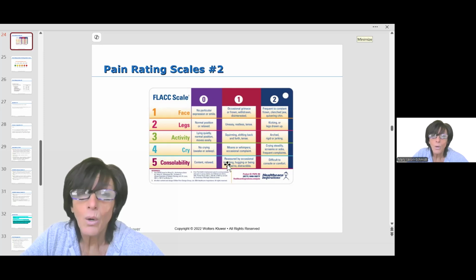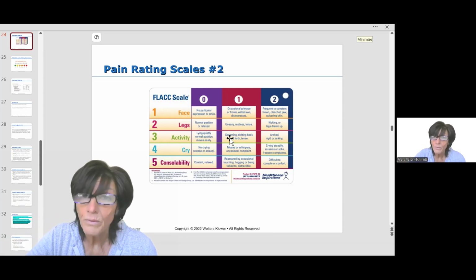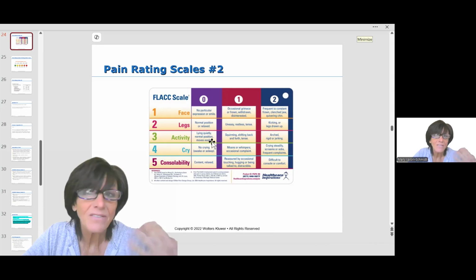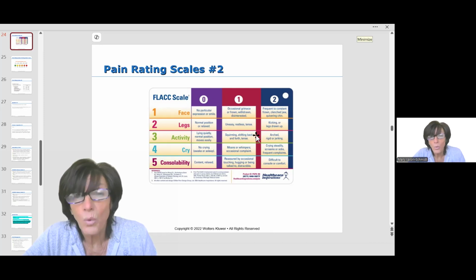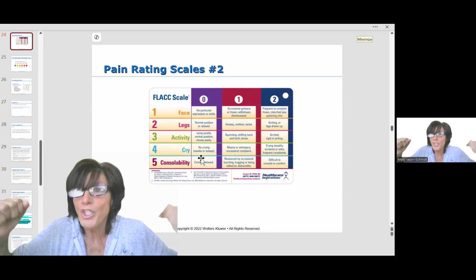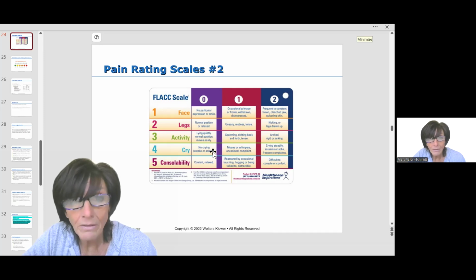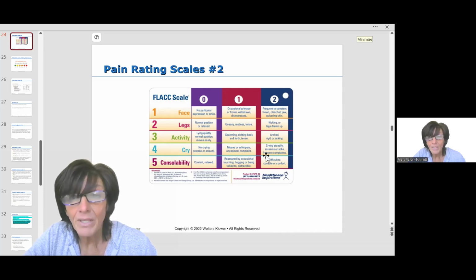All right. So, we look at their legs. Are their legs kicking, drawn up, or are they just kind of normal? Activity. Are they just lying quietly? Are they squirming around? Or are they screaming, right? Are they arching their back, jerking around? We look at their cry. No crying, little bit of crying, really crying, screaming.